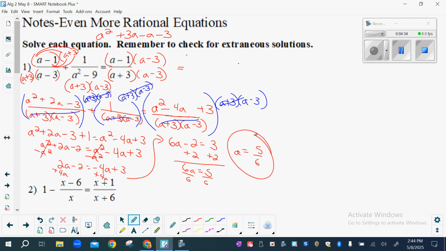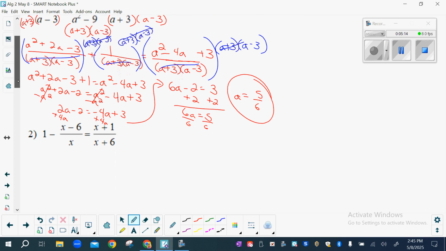Okay, so let's go to this extraneous solution part here. So we need to look and make sure that if we put this in our denominator of the original, will it give us a 0? So this is a fraction. What numbers would give us 0 in the denominators here? 3 and -3, which this is not 3 or -3, is it? So we're good. It's not going to give us 0, so we're fine. Okay, on to the next one.